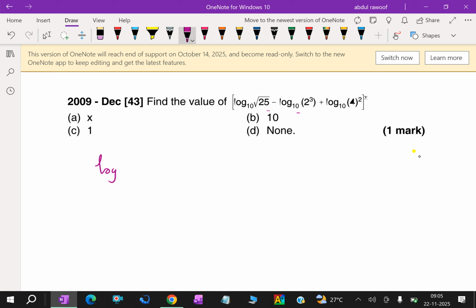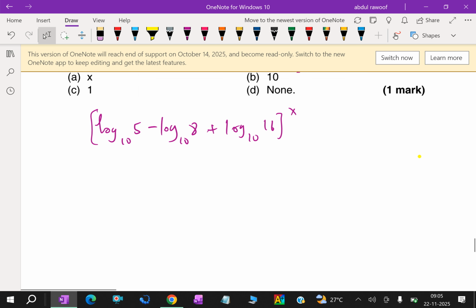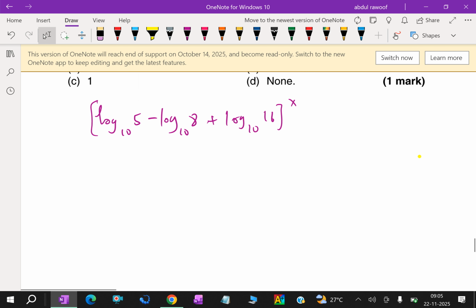root 25 is 5, minus log of base 10 8. 2 cube is 8. Log of base 10 16, this whole power x. Here, this is log of base 10 5.